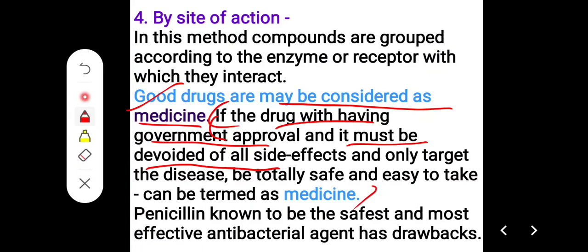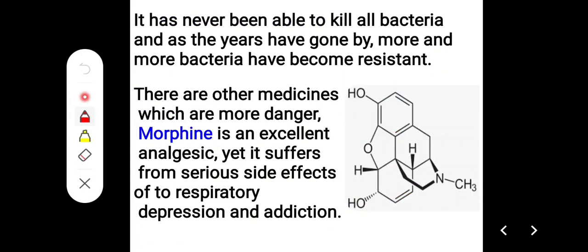Now penicillin is known to be the safest and most effective antibacterial agent, but nowadays it also has some drawbacks. It has never been able to kill all bacteria. As the years have gone by, more and more bacteria have become resistant, preventing themselves from the action of penicillin.